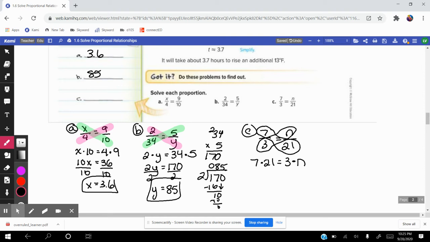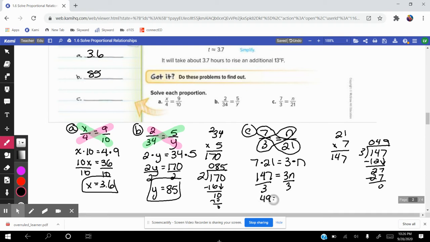So 7 times 21, I'm not sure what that is, so I'm going to do 21 times 7 off to the side. That's 7, 14, so that is 147 equals 3n. Then I'm going to divide both sides by 3. Again, I don't know what 147 divided by 3 is, so I'm going to show the work to the side. 3 cannot go into 1, 3 can go into 14, 4 times, subtracting 12, 14 minus 12 is 2. Bring down the 7. 3 goes into 27 9 times. Subtract 27, that's 0. So 49 equals n.